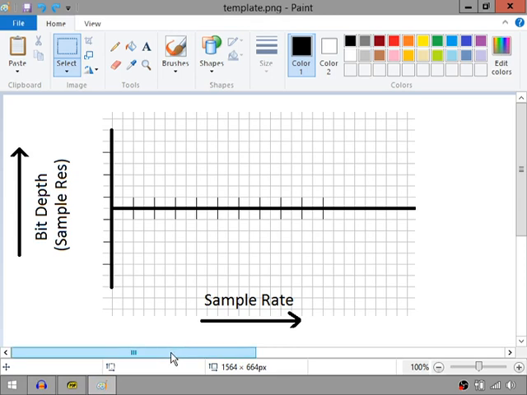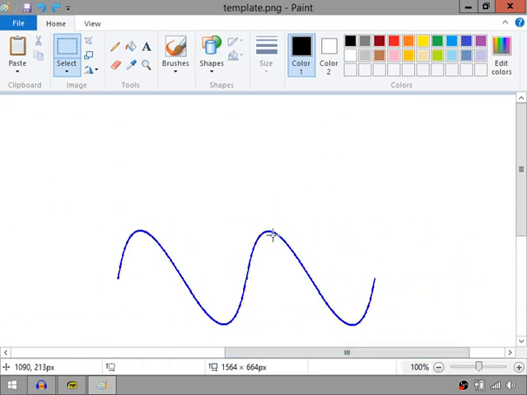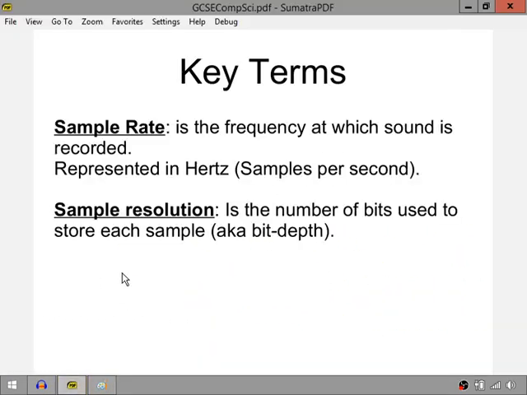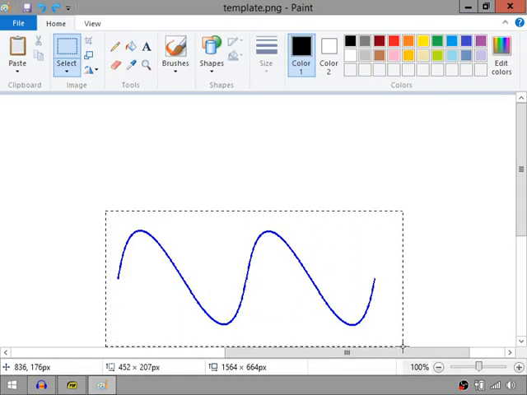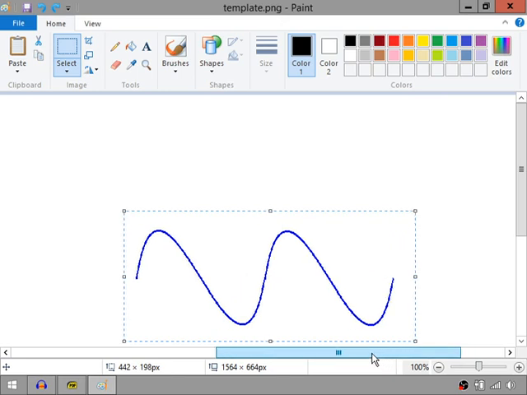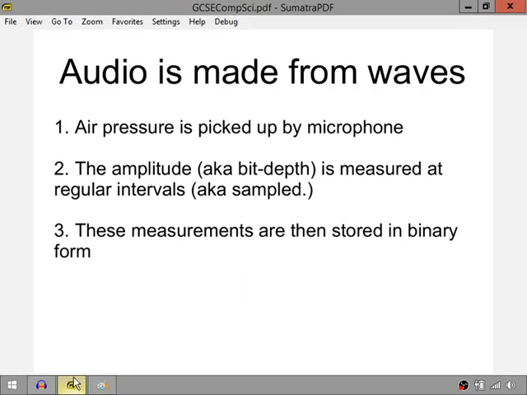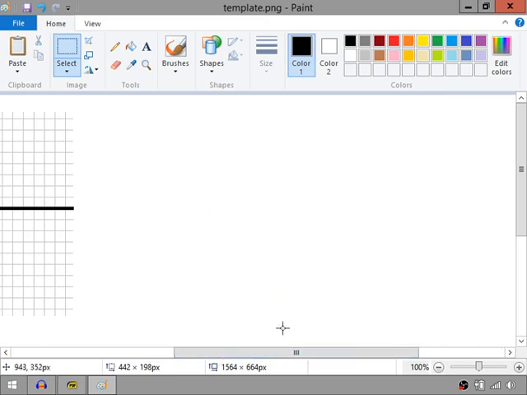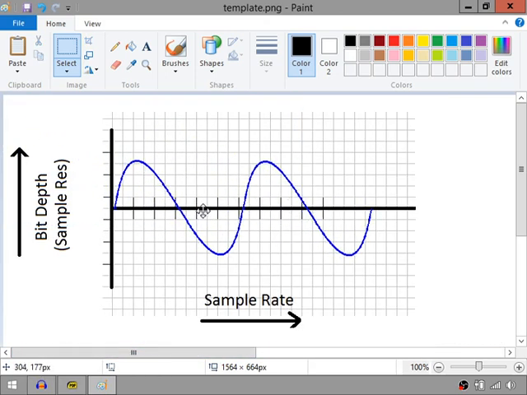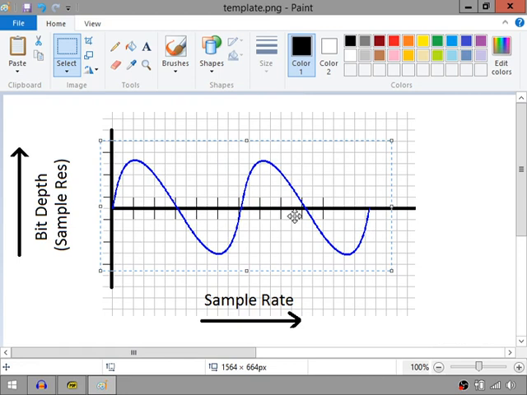So here's Microsoft Paint. And let's start off with step 1, which was air pressure is picked up by a microphone. So here is our little air pressure wave here. It's going to be picked up by a microphone. And then we're going to move on to step 2, which is where we measure the amplitude at regular intervals. So we paste this on here. Alrighty then, so we've got our little audio wave.